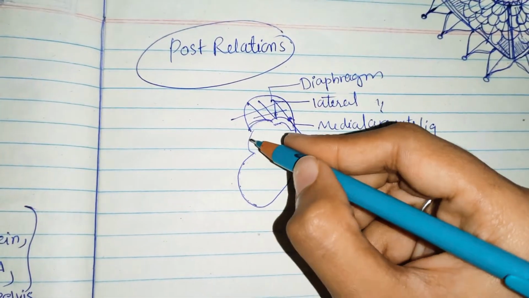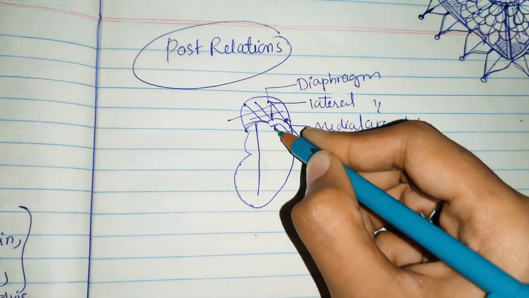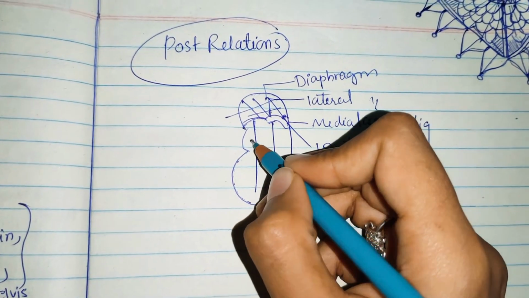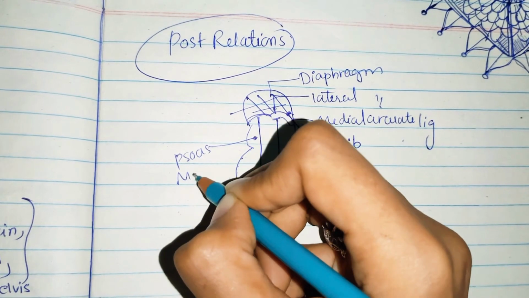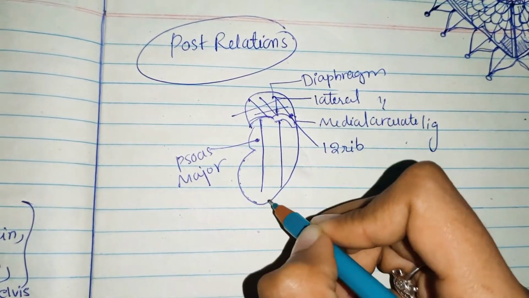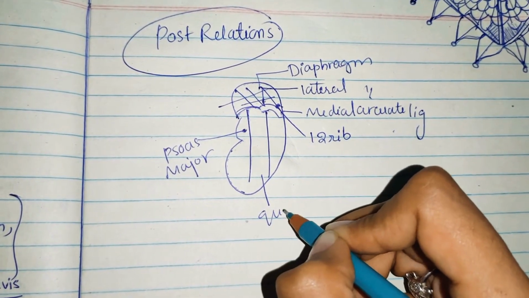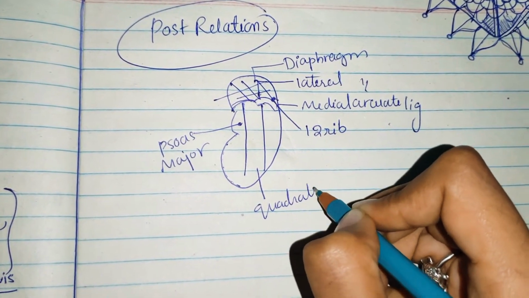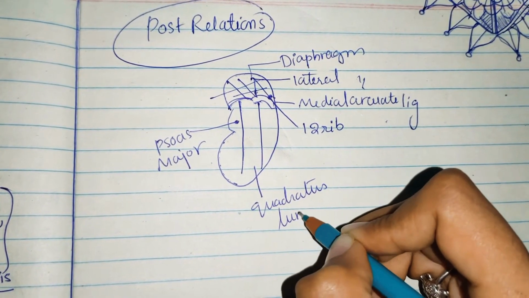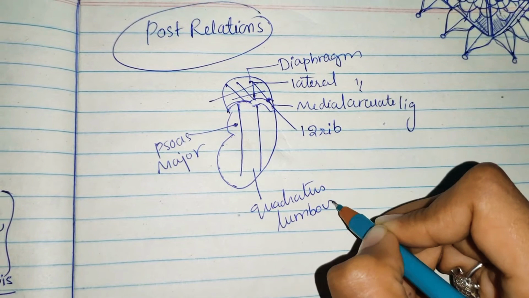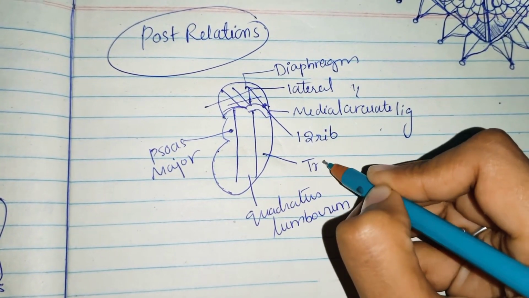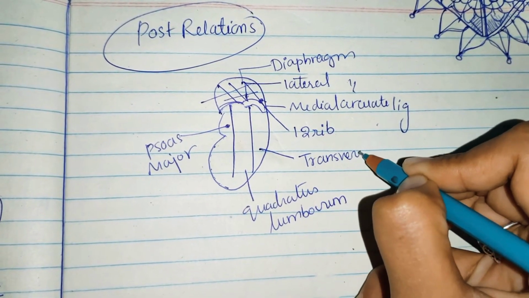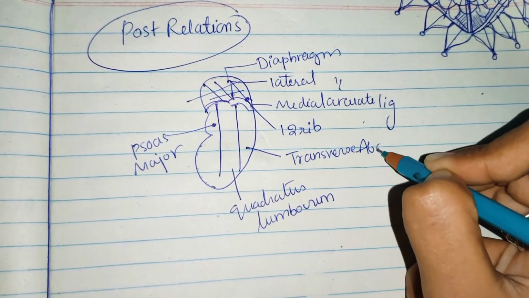Okay, and you will be having different muscles attached, like here you will be having psoas major muscle attached, and here you will be having quadratus lumborum muscle which is attached over here. Okay, and here you will be having transverse abdominis muscle.